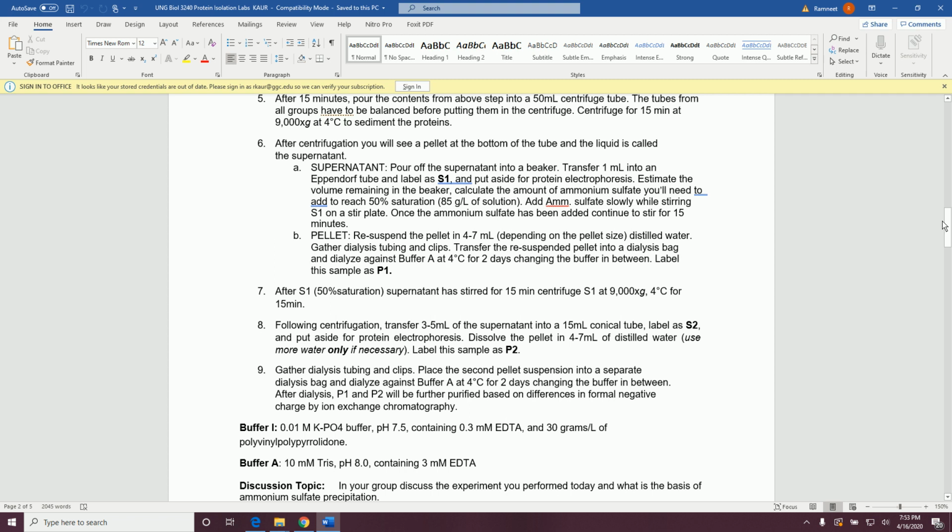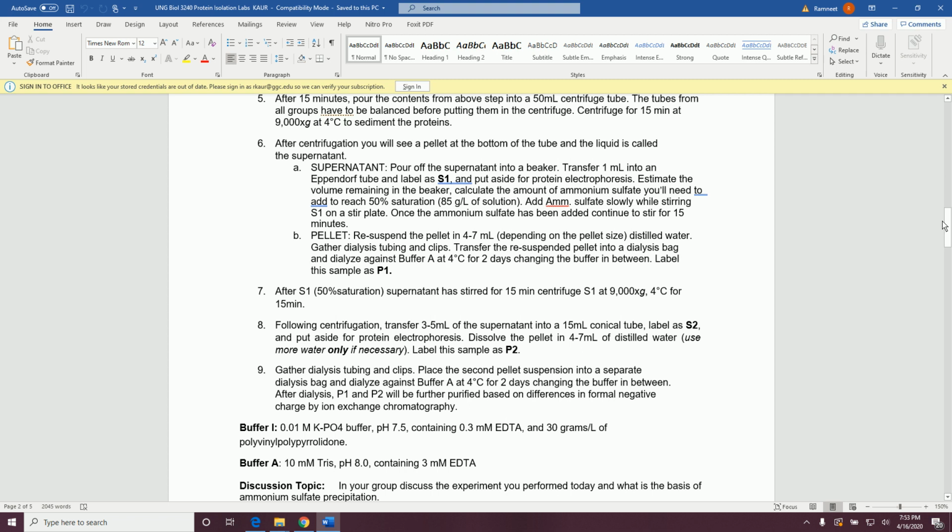So what's the purpose of doing dialysis? The purpose is that in P1 and P2 we expect a lot of salt, and by dialysis we are trying to get rid of the salts. Now these dialysis bags are of different pore size. It means these bags have pores in them, and through these pores some salts can come out. So the purpose of doing dialysis is to get rid of these salts.